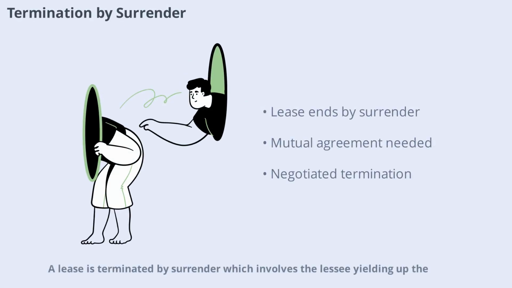A lease is terminated by surrender, which involves the lessee yielding up the term to the lessor and delivering possession. Mutual agreement is essential for surrender, ensuring that both parties consent to ending the lease. This method provides flexibility and allows for negotiated termination.